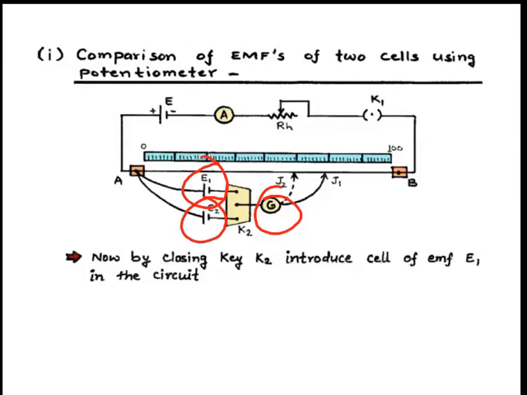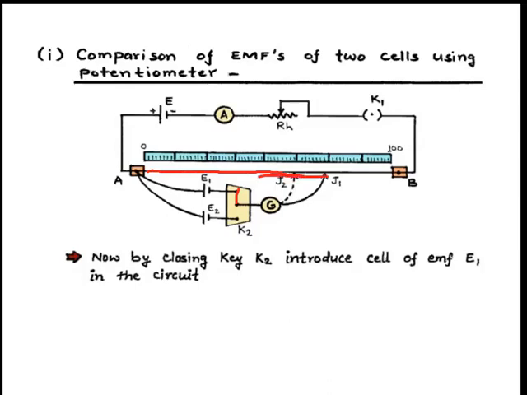Firstly, we are going to close key 2, means we are going to connect this over here, like this. So children, here we can see that in the circuit, cell E1 is connected, right children? Now we will slide the jockey on the potentiometer wire.